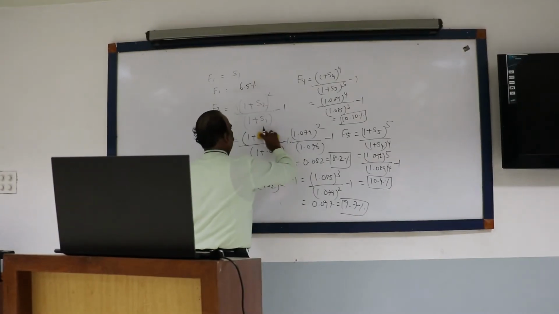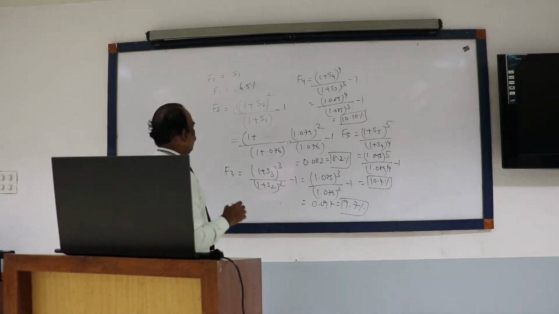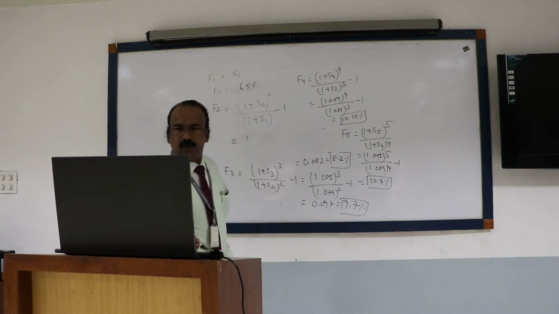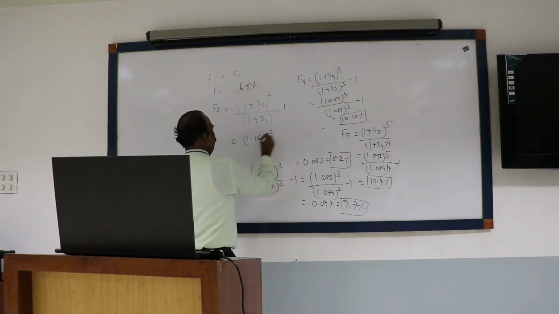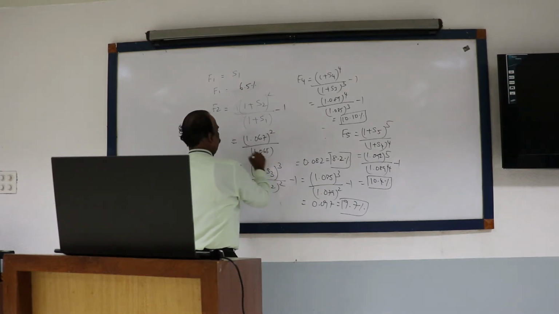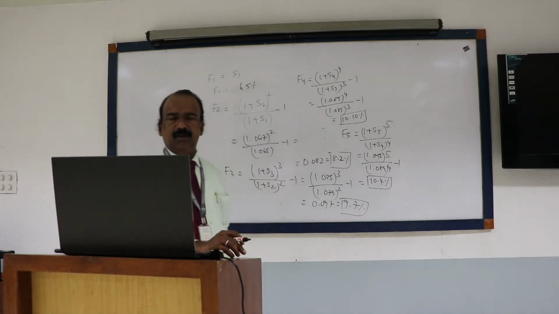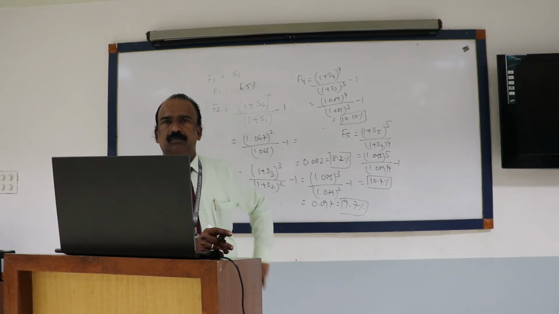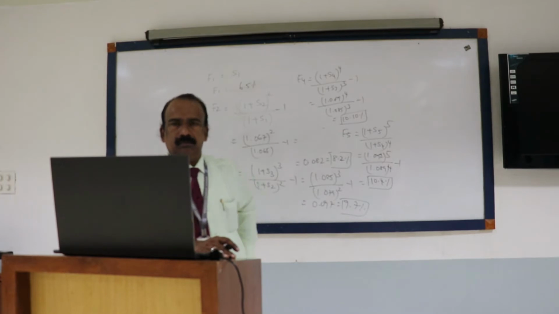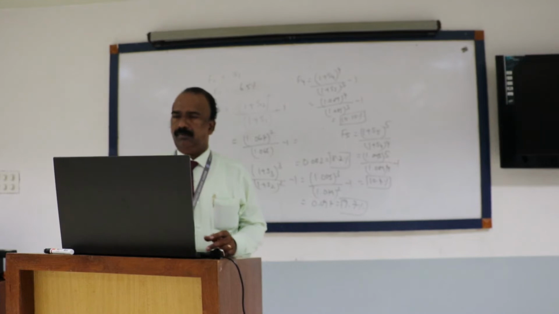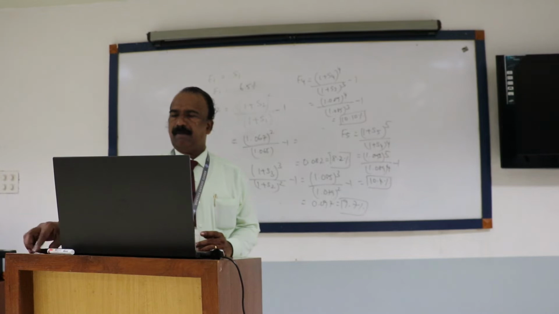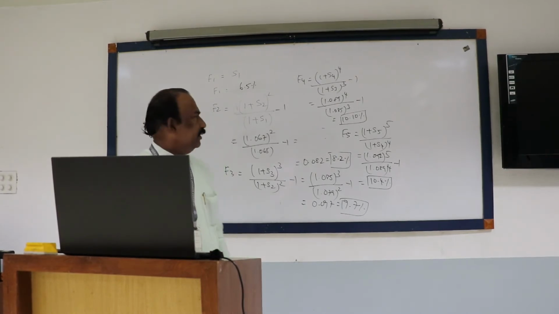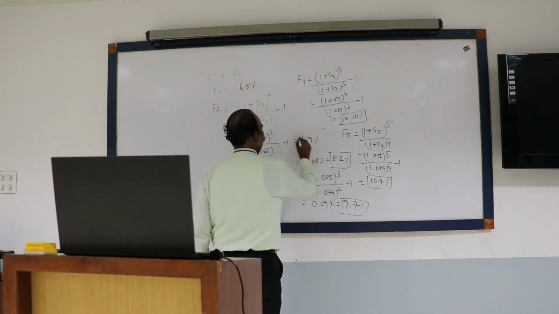1 plus 0.067, that is 1.067. 1.067 power 2 whole divided by 1.065 minus 1. How much comes? 0.069, that is 6.9.